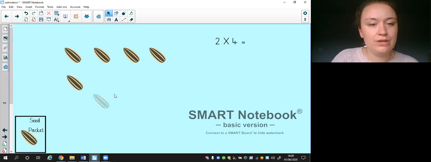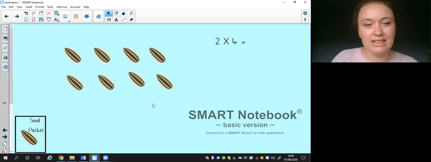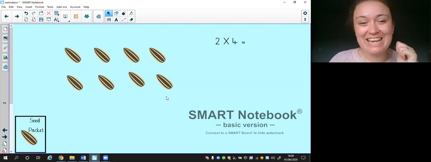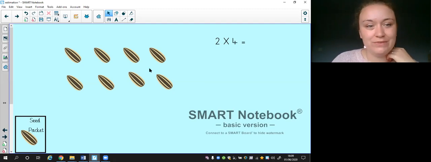1, 2, 3, 4. Let's have a look at what I've got, and let's have a look at what you've got. Do we have a picture that looks the same? Do you have 2 rows of 4? Brilliant. Now let's count it up and see how many seeds that makes all together.